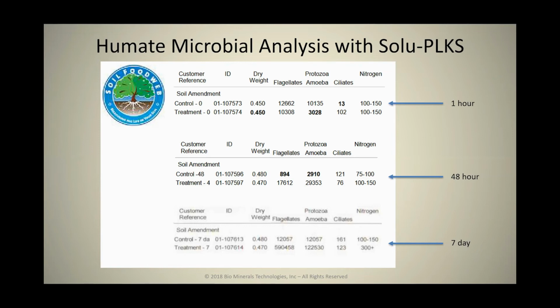And so here, what it talks about on the far right side is the amount of potential nitrogen production. So at 12,000 flagellates and 10,000 amoebae that would be eating bacteria, you can produce approximately 100 to 150 units of nitrogen.